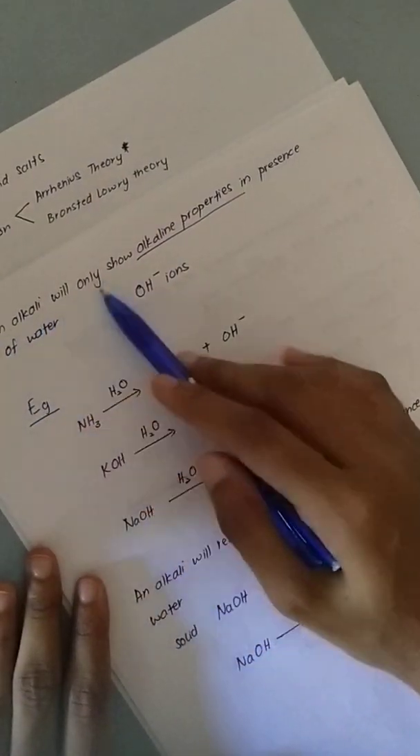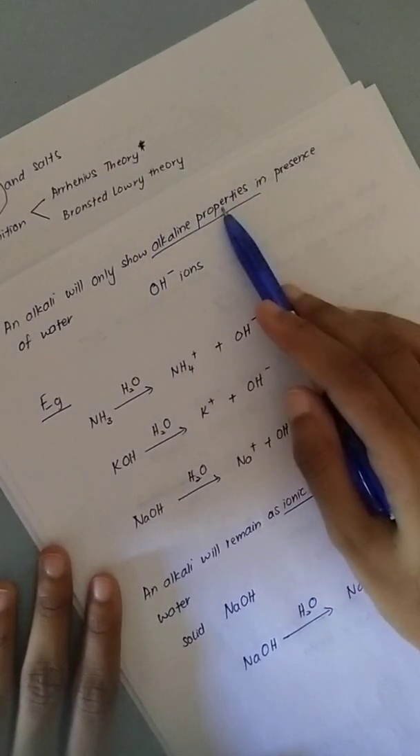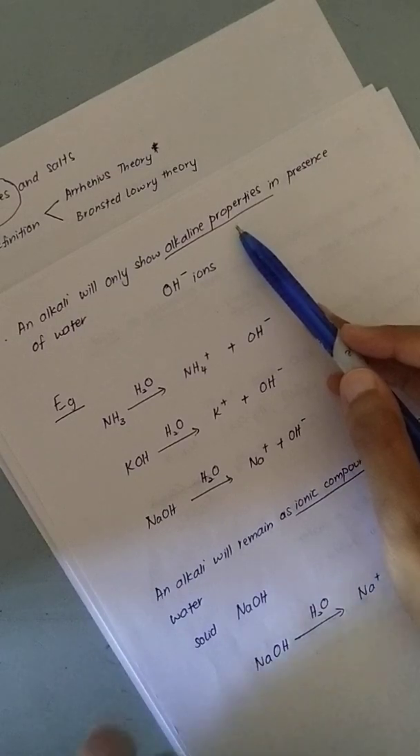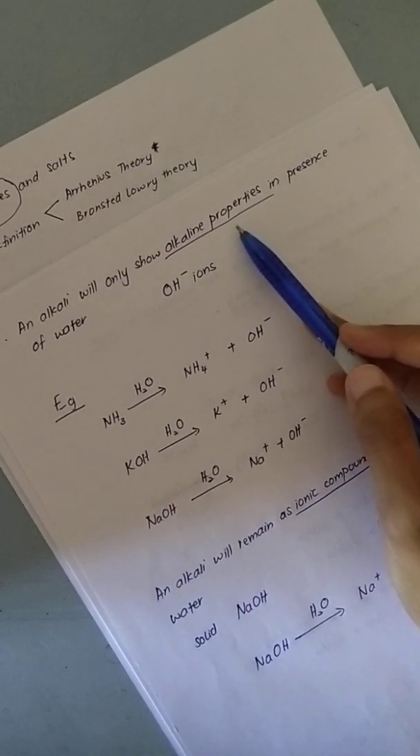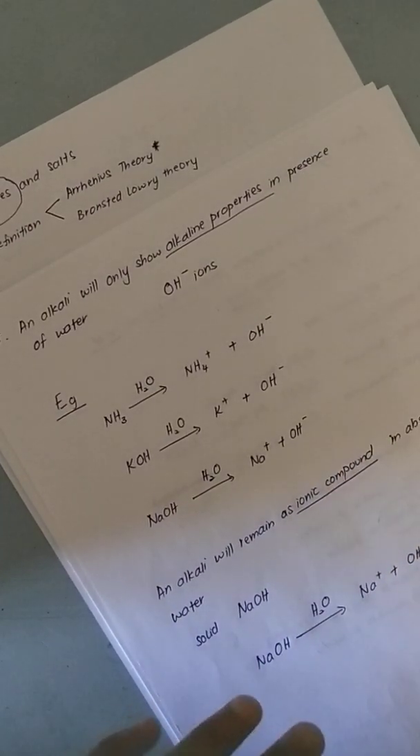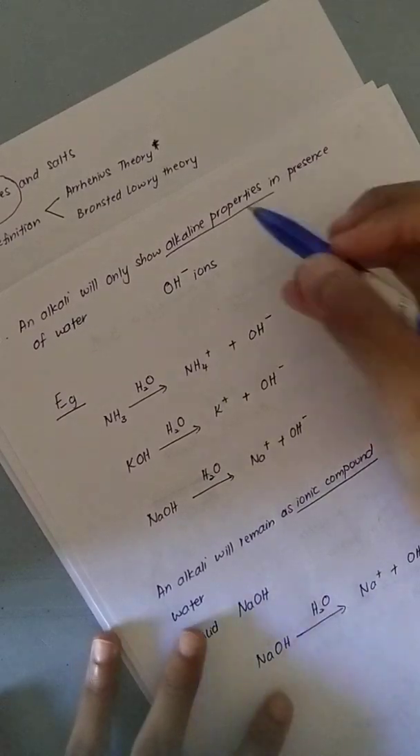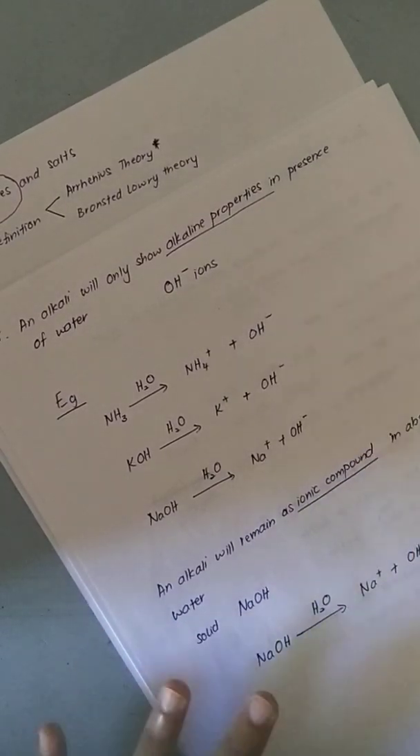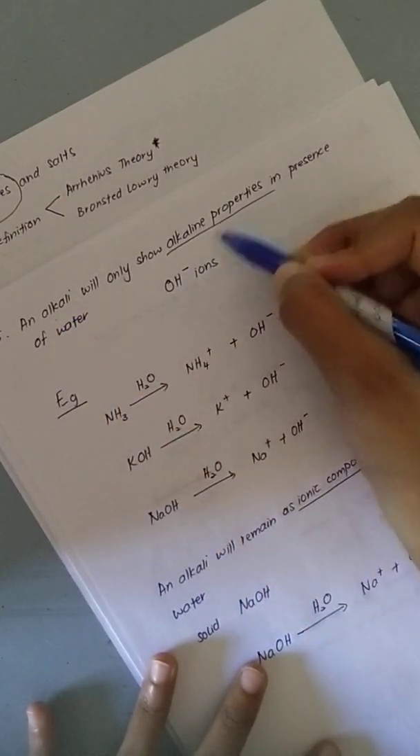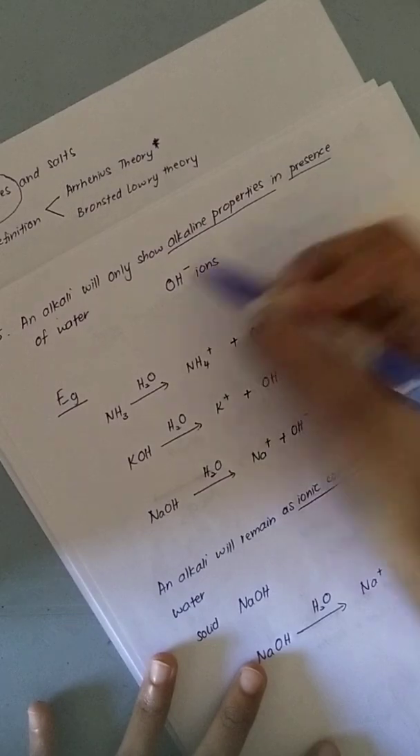It means an alkali will only show alkaline properties in the presence of water. If you don't understand what I'm talking about with alkaline properties, it's as simple as it changes red litmus paper to blue. That is the kind of property. It is corrosive in nature. If you just take an alkali and pour it on your hand, it will burn. That's the kind of properties that I'm talking about. Later on, in the next lesson, I'll teach you more properties. So an alkali will only show the properties in the presence of water.